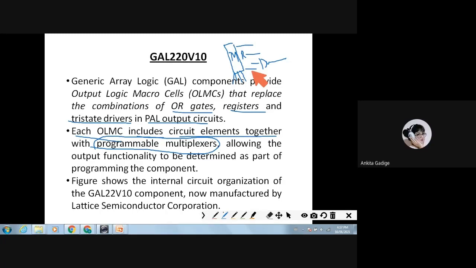Two, ma'am. That's all right. Two select lines. If I have two select lines, S0 and S1, then I can select four combinations. If I have only one select line, then how many combinations can I select? Two, ma'am. Two. That's all.